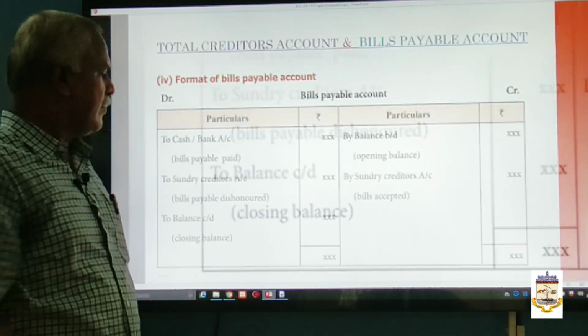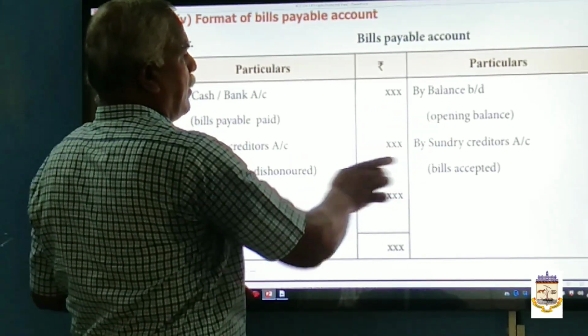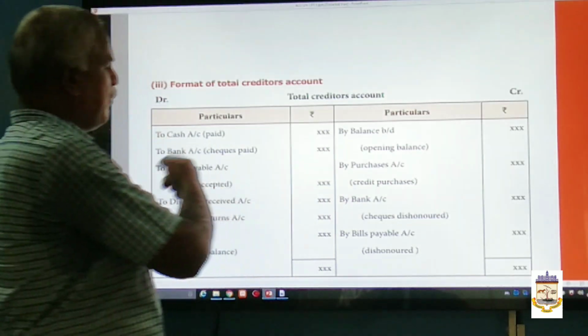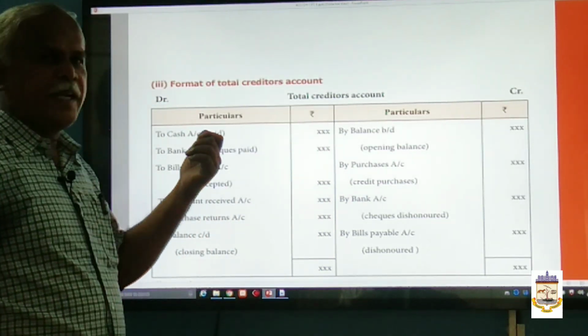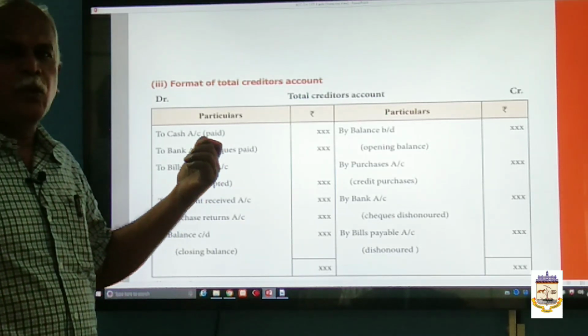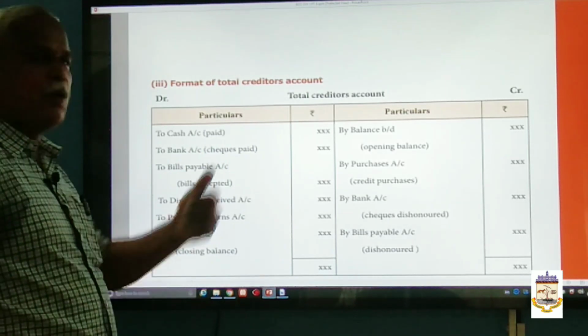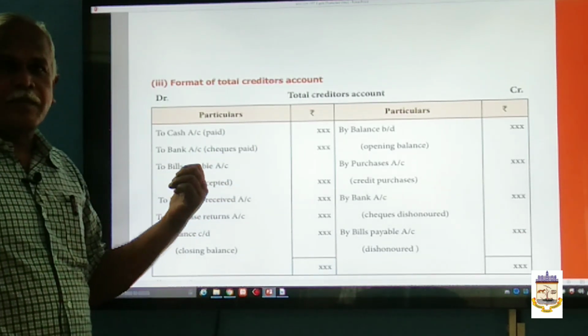If you pay in cash, if you pay in the form of check, then it is bank account. In both ways, that is cash paid or paid through check, both are reflected on the debit side, which reduces the sundry creditors, the amount due to the sundry creditors. Bills payable account, bill accepted.